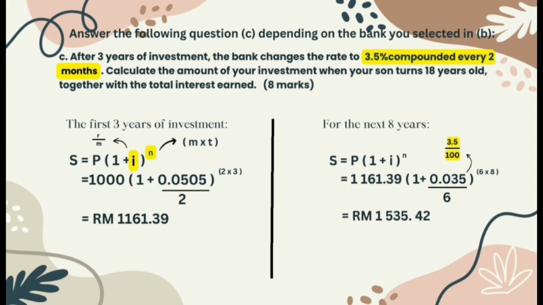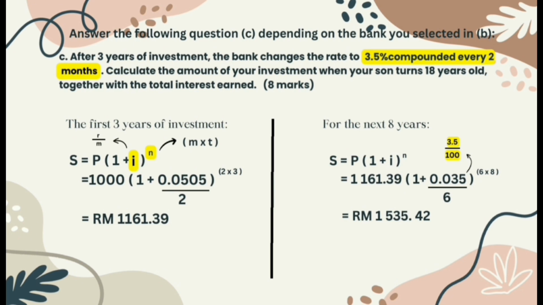Next, we need to find for the next 8 years. By using the same formula, you need to substitute P with the future value answer that you obtained in the calculation of the first 3 years of investment. For the i value, you need to change 3.5% to 0.035 by dividing it by 100, while compounded every 2 months is equal to 6. And the power of n is 6 times 8, and you will get the answer 1,535 ringgit 42 cents.